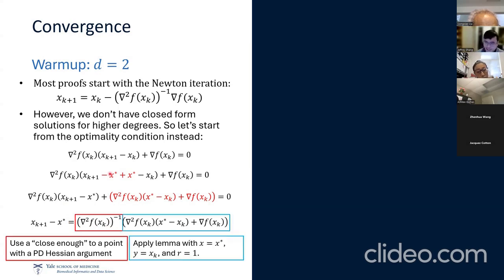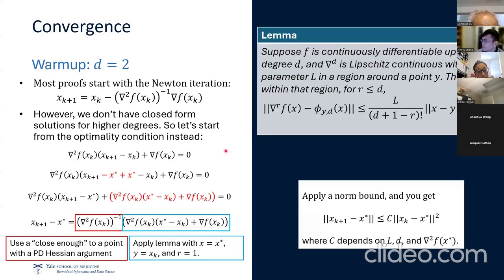And then the other thing you need to hand wave away with the close enough to the global minimum argument is that this isn't too far away from zero. The lemma we're going to use essentially says that if you have some Lipschitz continuous polynomial, then, given a particular order Taylor expansion, you can actually bound exactly how far away any particular Taylor expansion is from the function itself.